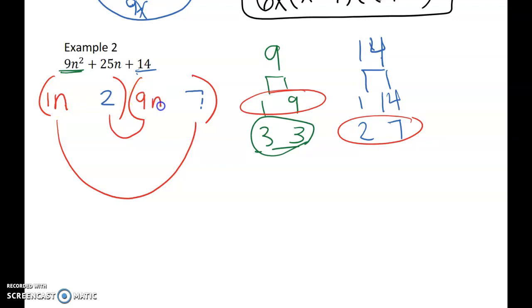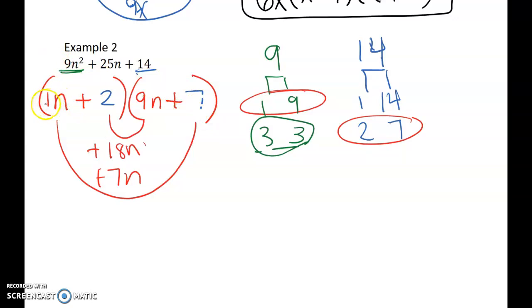1n and 9n. So 2 times 9 is 18n, and 1 times 7n is 7n. Does 18n and 7n add to 25? Yes, they do if I add both of them. So I add this and I add this. And because there was no greatest common factor at the beginning, this is my answer.